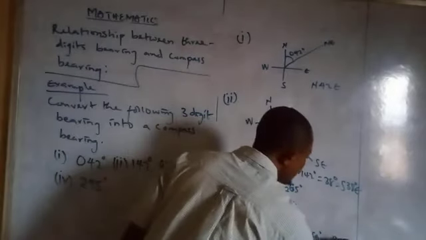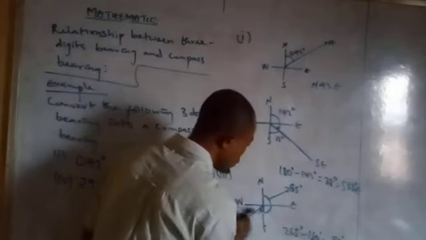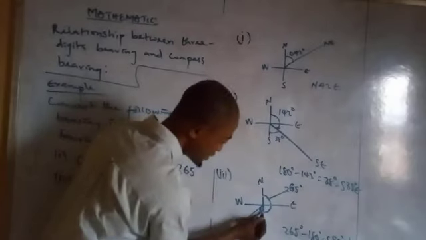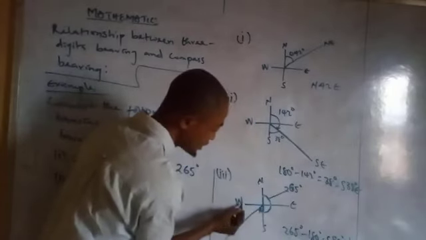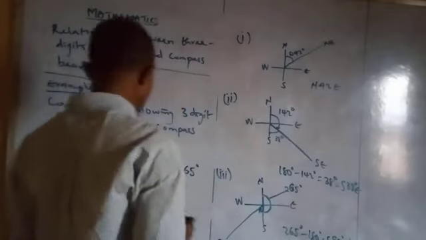This is 85 degrees. So we call it south, west. That is the angle that is here. And this is our west. Southwest is here.